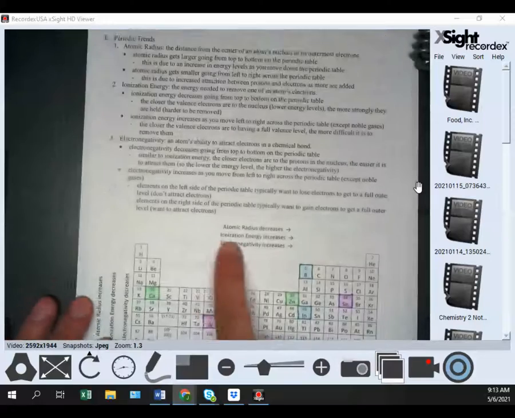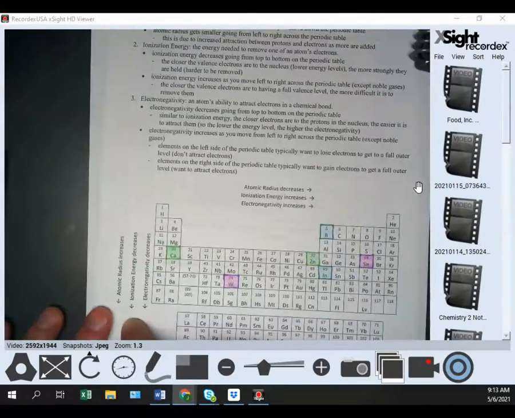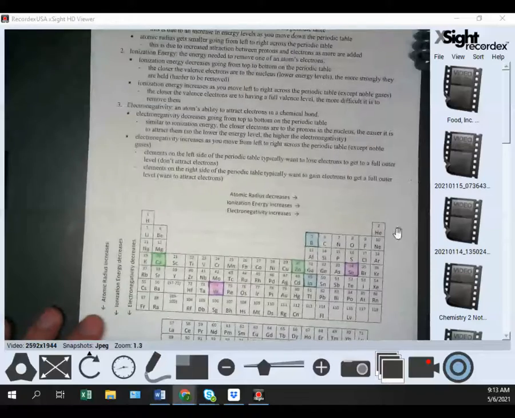So ionization energy, left to right, it increases. Top to bottom, it decreases. Okay, electronegativity, the third one.